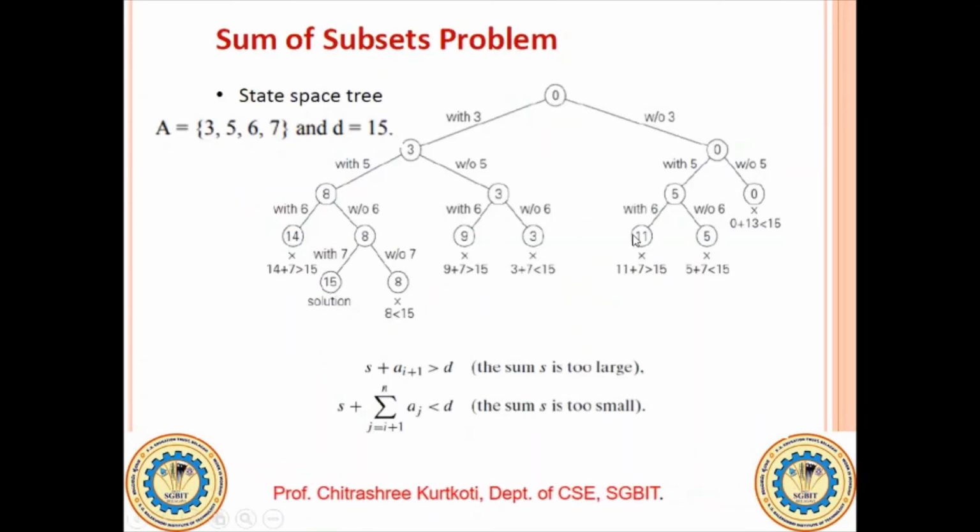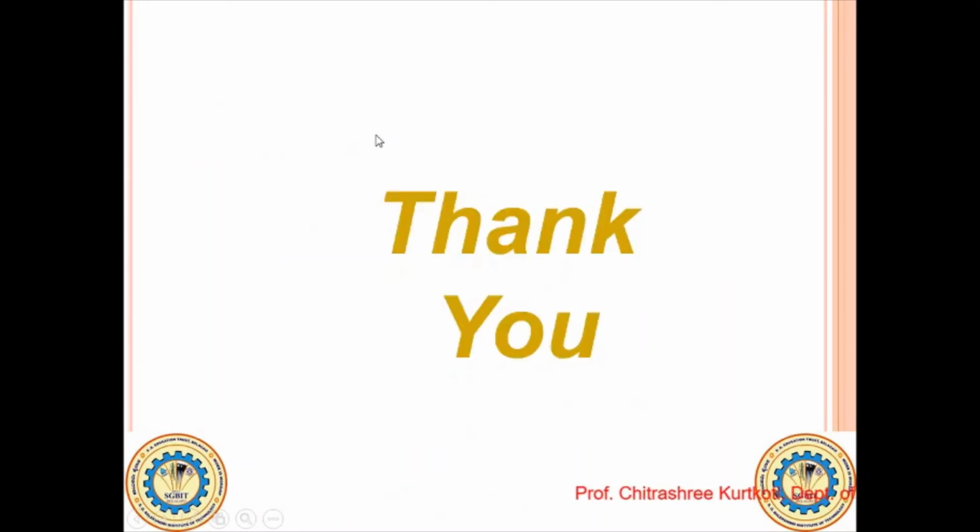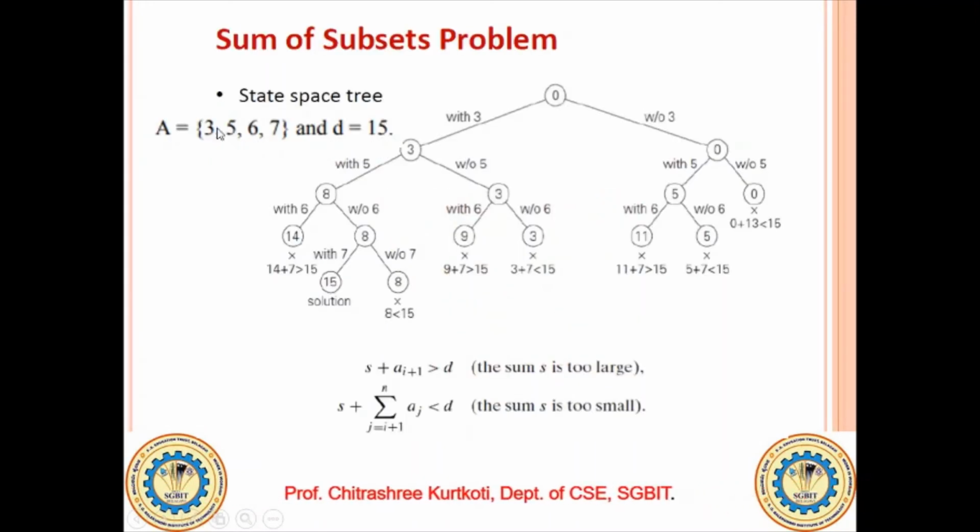So here is an example. The set is given with four elements, that is 3, 5, 6 and 7, and d is given as 15. We have to find the subsets of this set A which give us 15. Let us start. How is the state space tree constructed? By taking the sum as 0 at the initial stage. Next there are two possibilities: whether we consider this 3 or not. Let us start by considering 3.